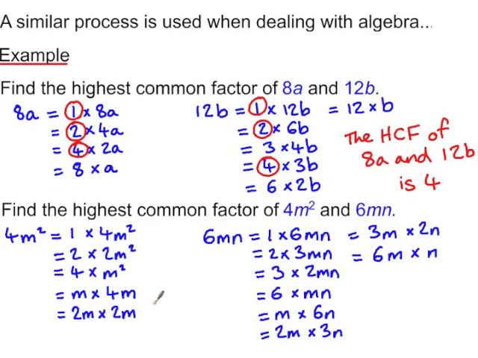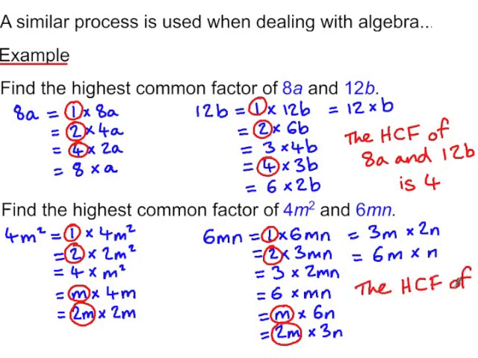So let's look at common factors. 1 and 2 are the common numerical factors, but we've also got m and 2m as algebraic factors. So the highest common factor of 4m squared and 6mn is 2m.